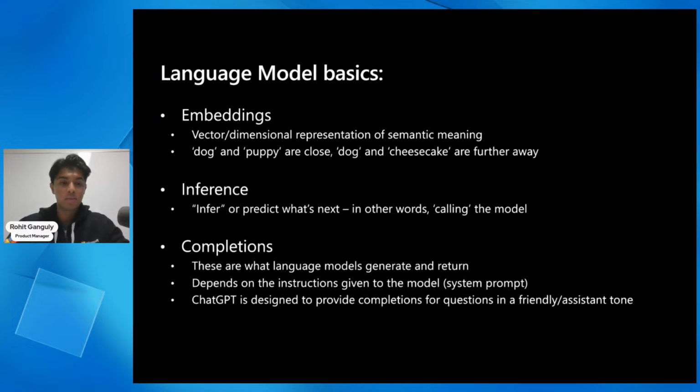So these are the three terms that you might hear come up: embeddings, and also vectors. Embeddings, again, just the meaning of the word that a computer can understand. Inference, you can think about it like just calling a model, asking it to do something. And then completions, those are what the model returns, which is the completions to the prompt that it's given, or the instruction that it's given.